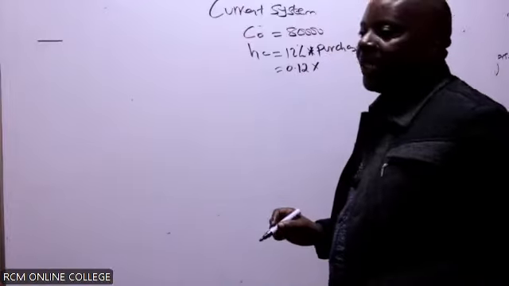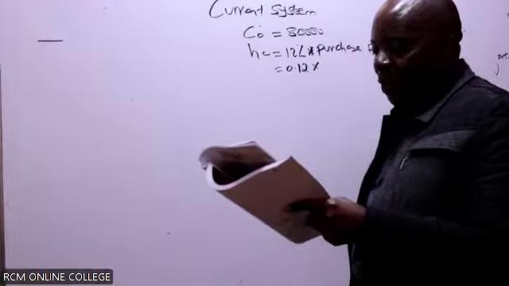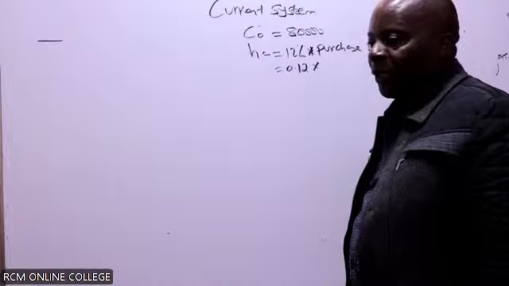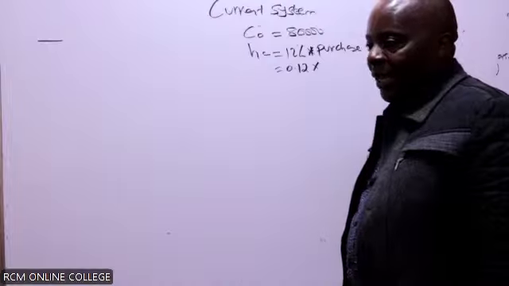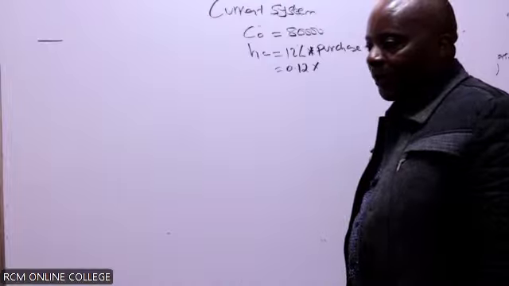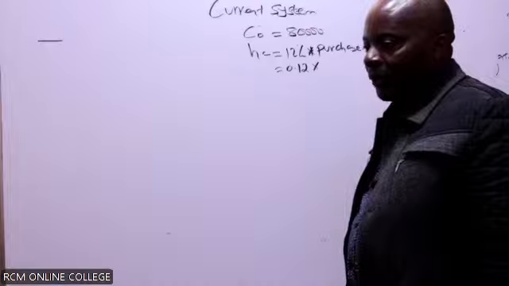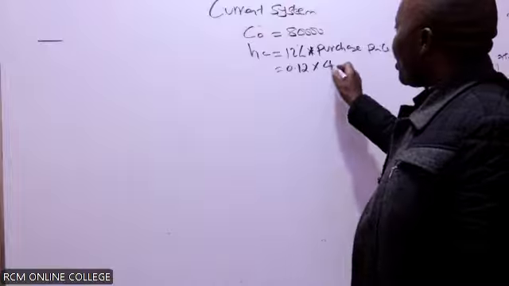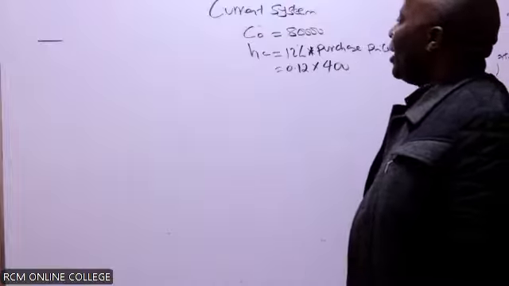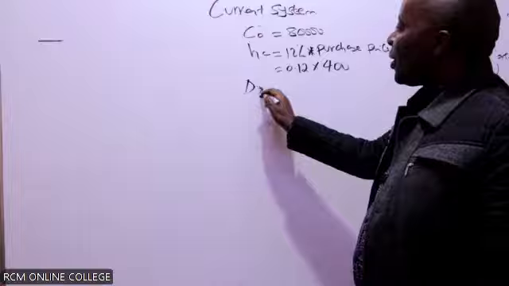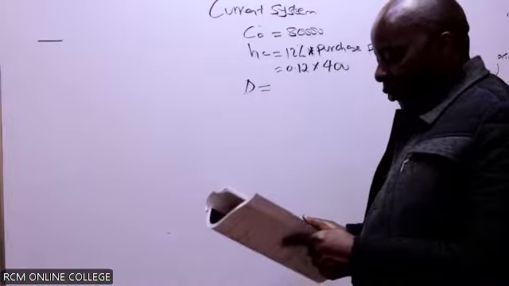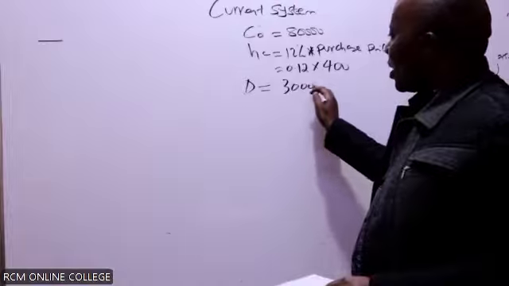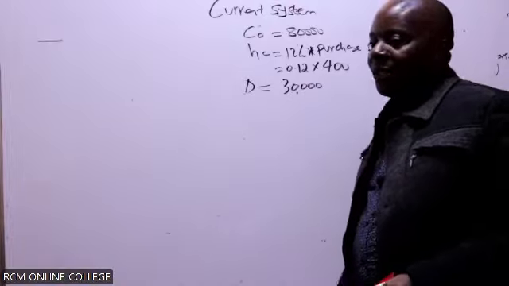Under the current system, are you able to see the purchase price, my good students? 400, isn't it? The current system, we have 400. And then, ladies and gentlemen, we know that in both systems, annual demand has been given. Annual demand for both systems, in this case here for CIFD, is 30,000.